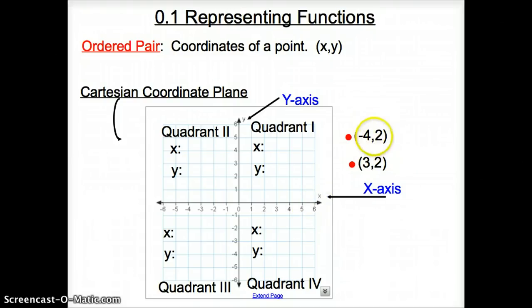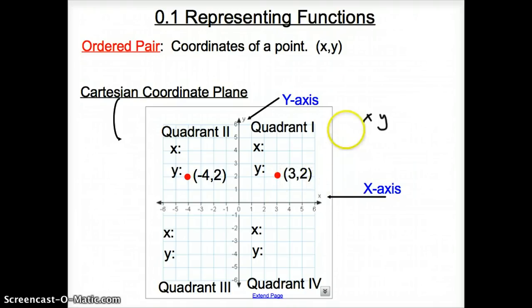We're going to place these points in the Cartesian coordinate plane, and the first one is (-4, 2). Remember, it goes x, y, so x is -4, and then we have to go up 2 for the y, so it's going to be (-4, 2). This one has a positive x and a positive y, so it's going to go 3 and then up 2.